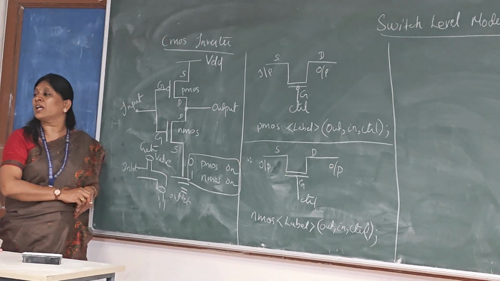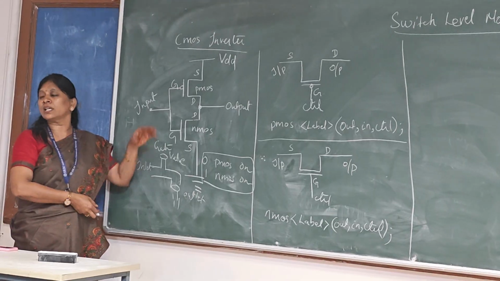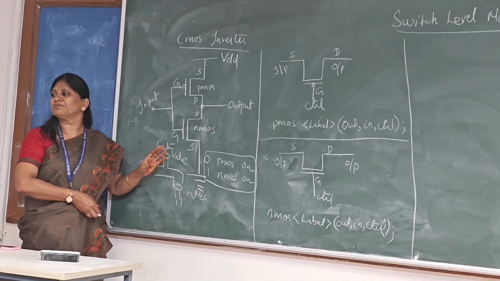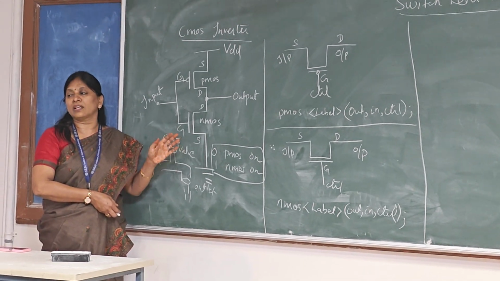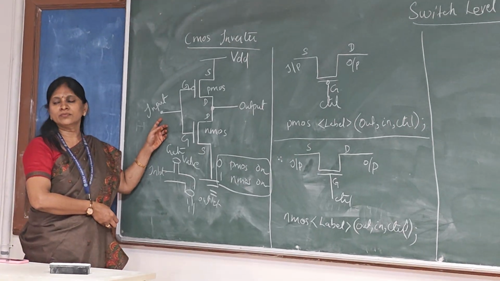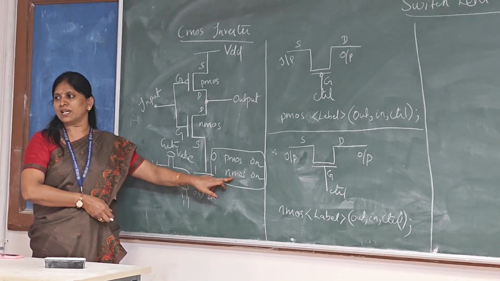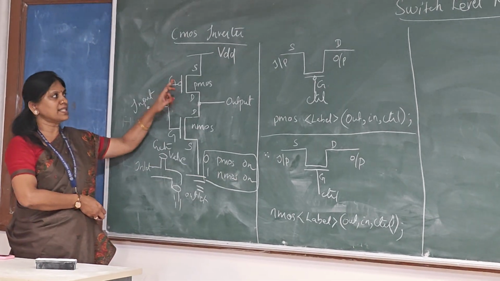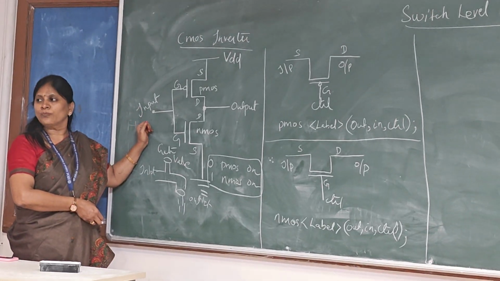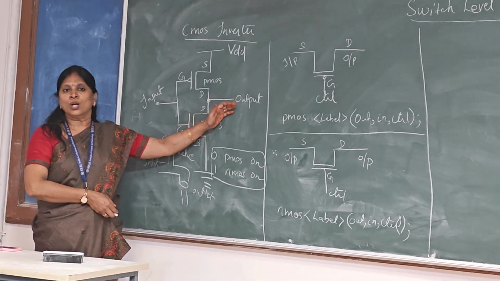Based on this only, we can build any logic devices, that is any logic gates, using CMOS. This is the form of CMOS you need when you write the switch level modeling code. If you apply 0 to PMOS, it becomes on. 1 to NMOS, it becomes on. So this is a simple CMOS inverter. Inverter means that if you apply 0, you have to get a high output. If you apply 1, you have to get a low output.